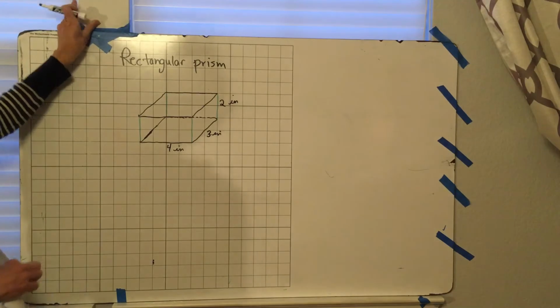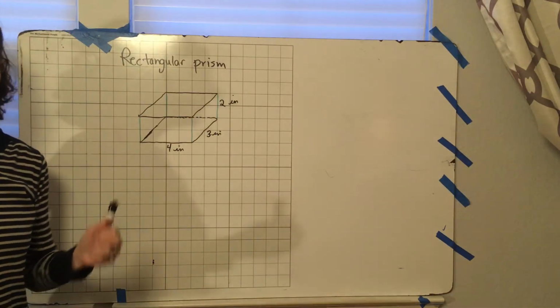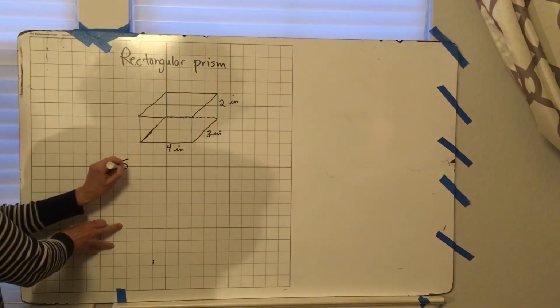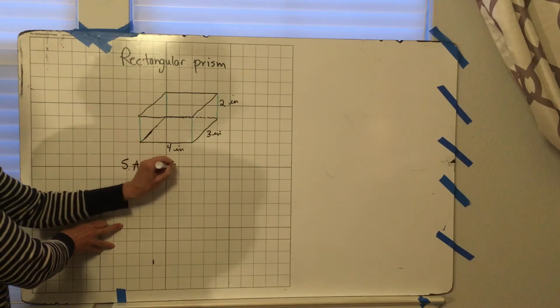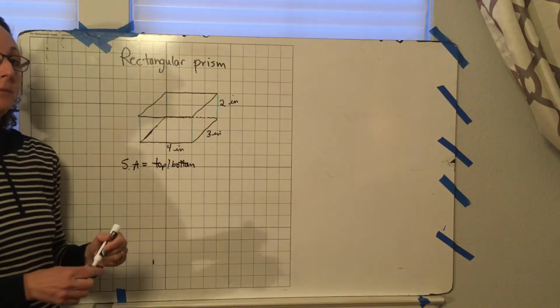Okay, so again, finding the area of a rectangle is not the part that's hard, it's just being able to see all the sides. So to find the surface area, let's do the top and the bottom first. The top and the bottom are always the same or it wouldn't be a prism.